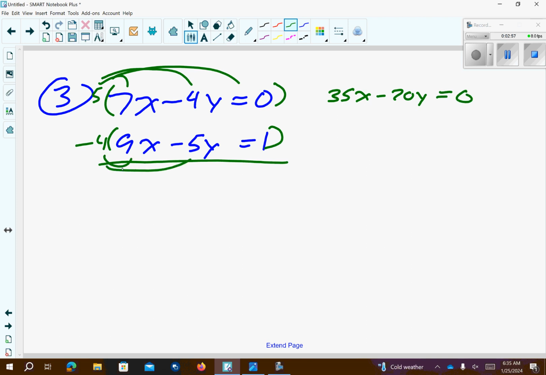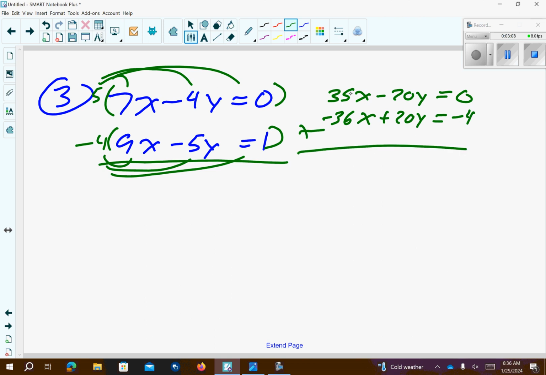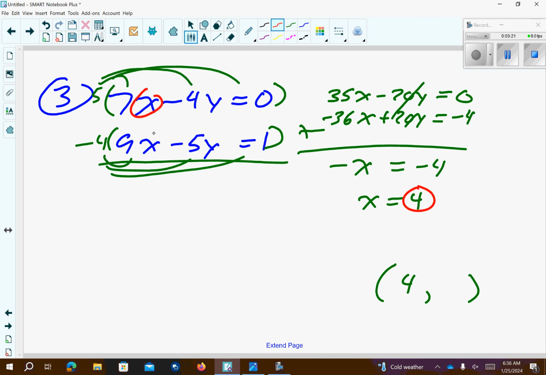And then we're going to distribute here. So I'm going to get negative 36x plus 20y is equal to negative 4. Now I can add these together. So I'm going to get negative x, the y's cancel out, equals negative 4. So x is going to equal positive 4. That's my first answer. And then I'm going to take this 4 and plug it into x here or here. It doesn't really matter. I might plug it into the top one.